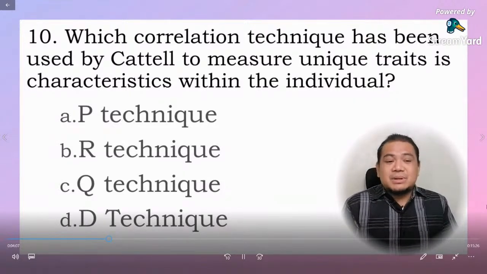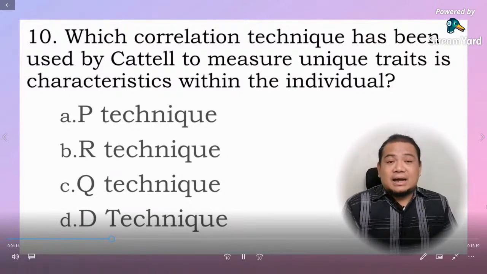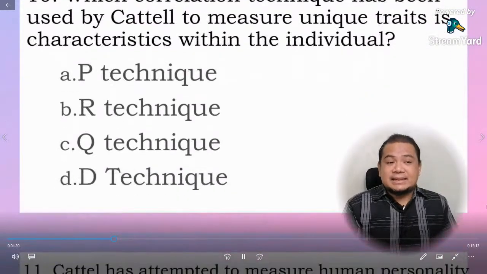Number 10. Which correlation technique has been used by Cattell to measure unique traits, or characteristics within the individual? Is it A. The P technique? B. The R technique? C. Q technique? Or D. D technique?